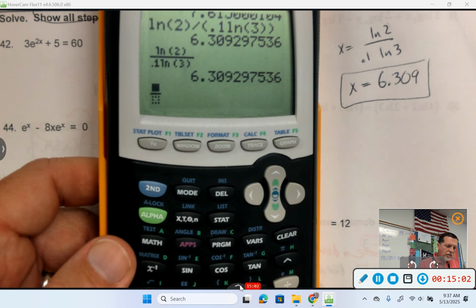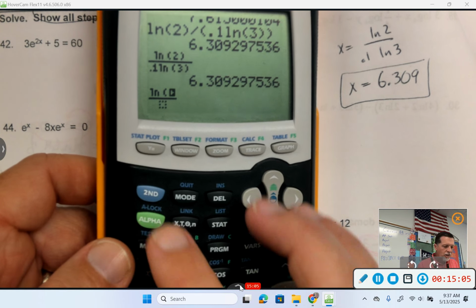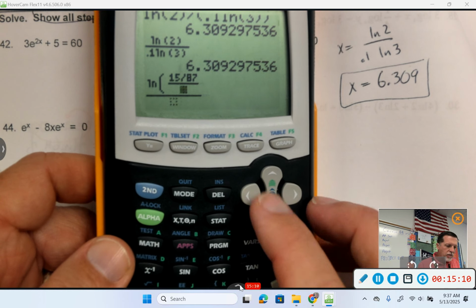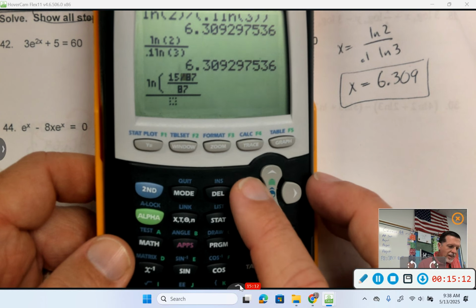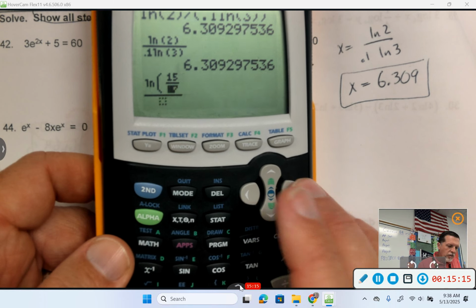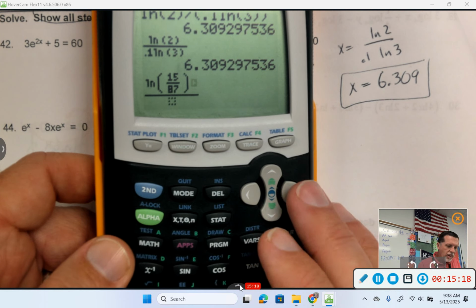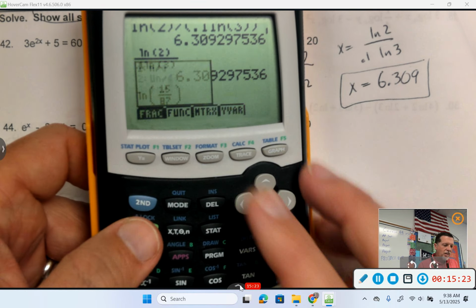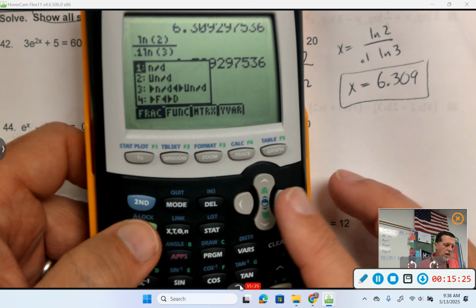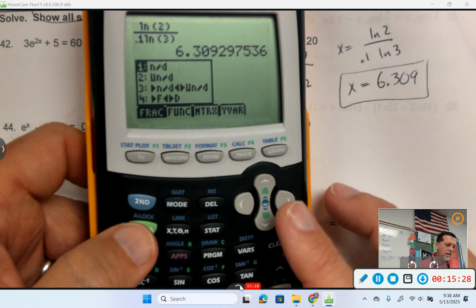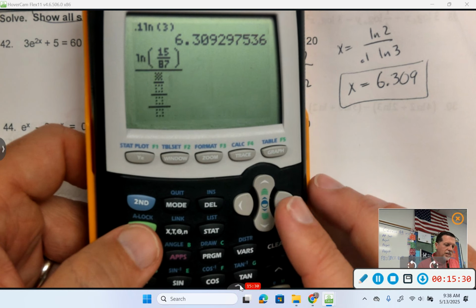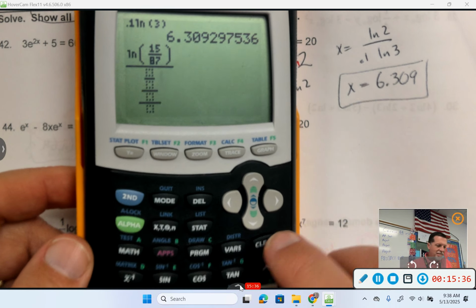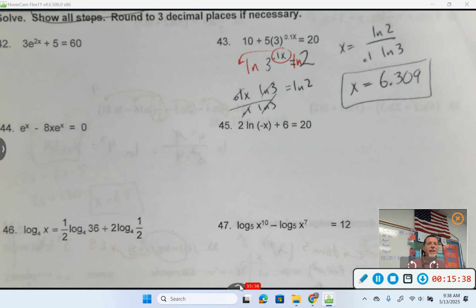And you could even put fractions in fractions. So if somehow you need the natural log of 15 divided by 87, you can put fraction bars in fraction bars. I don't know if there's some limit to that, like fractions and fractions and fractions. Apparently there's not a limit, or I haven't reached it yet. So we'll never have anything that bad, but fractions in fractions, it can handle it.